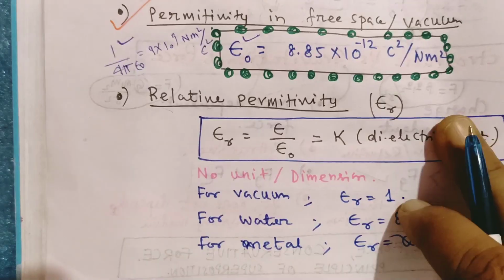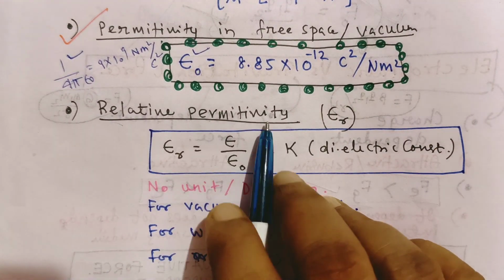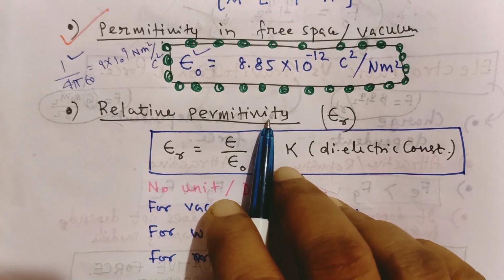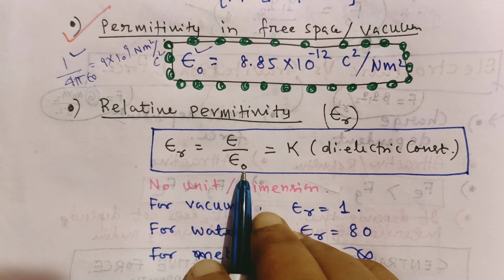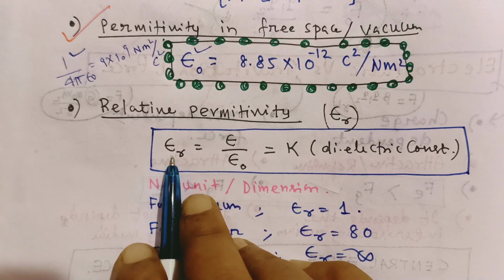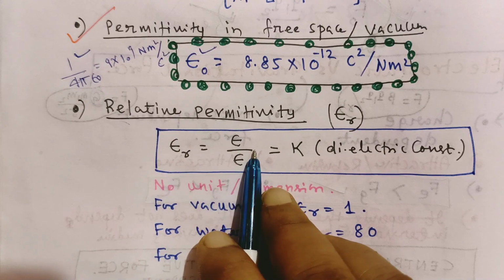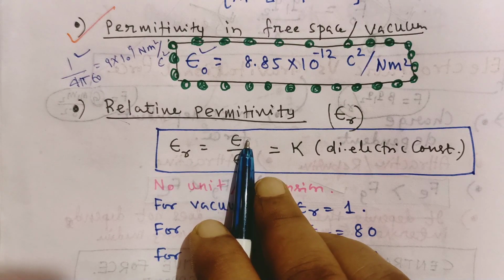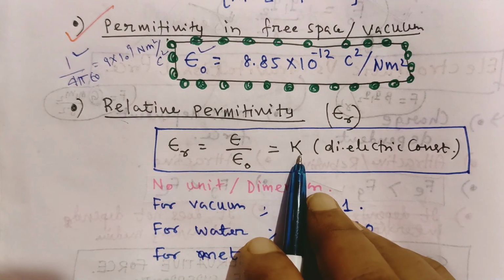Then we have to discuss the relative permittivity. Permittivity we have to compare. Relative permittivity means the permittivity of any medium is compared with the permittivity of vacuum or free space. So the formula is epsilon by epsilon naught. The definition should be like that: relative permittivity of any medium may be defined as the ratio of the permittivity of any given medium to the permittivity of free space.